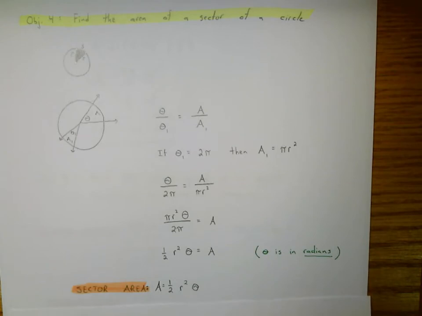Notice I've just written it again. Area of the sector equals 1/2 times radius squared times theta, where theta is in radians. Pause the video and record this introduction to sector area.